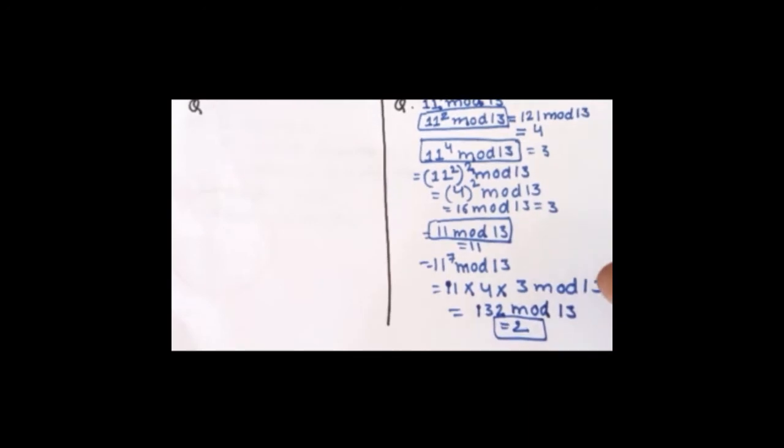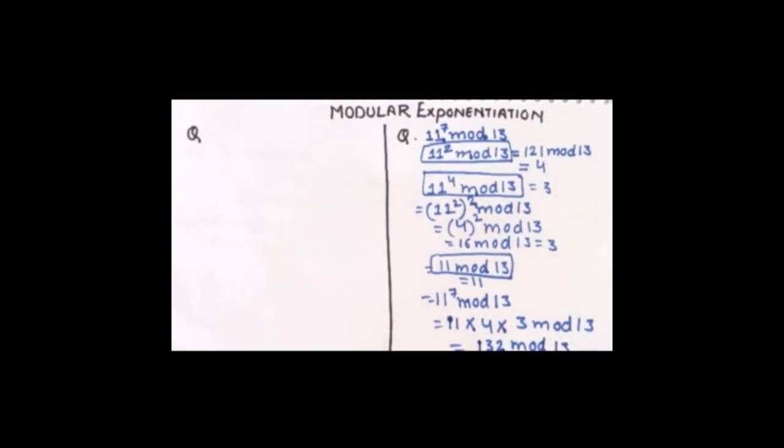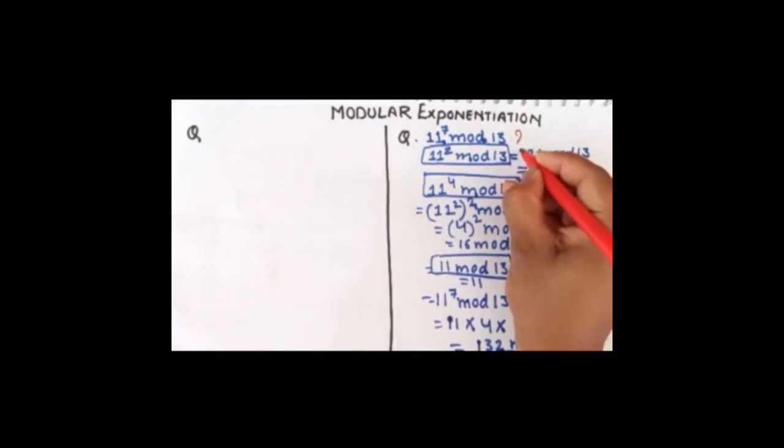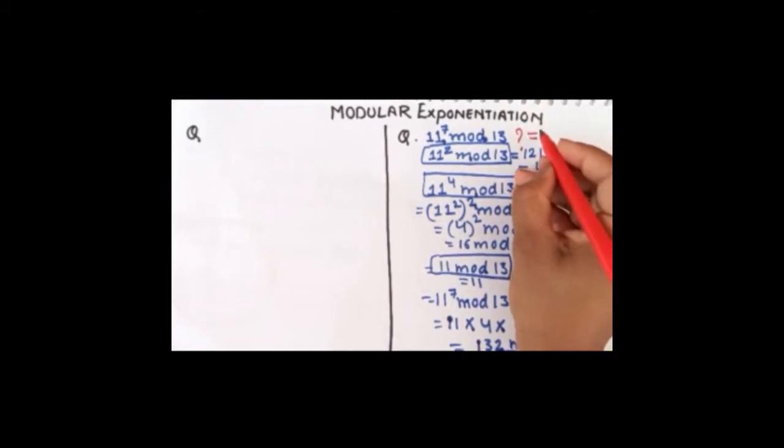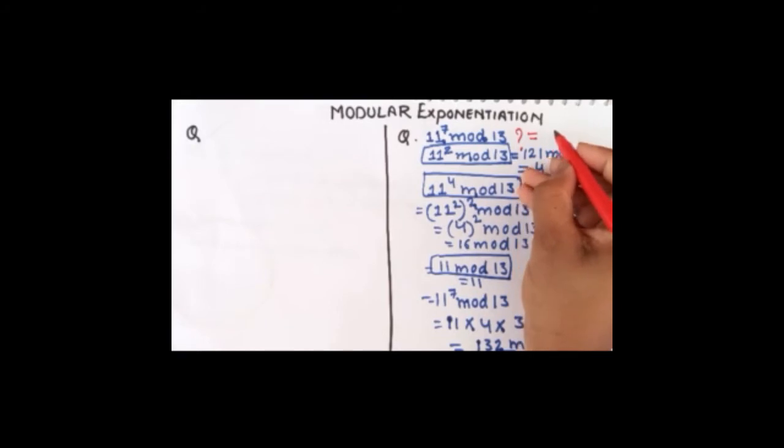Now what is the answer? When you divide 132 by 13, you get remainder as 2. So this is the answer. This is the answer for my original question, which is, what is the value when you divide 11 to the power 7 by 13? What is the residue? So the answer is 2.